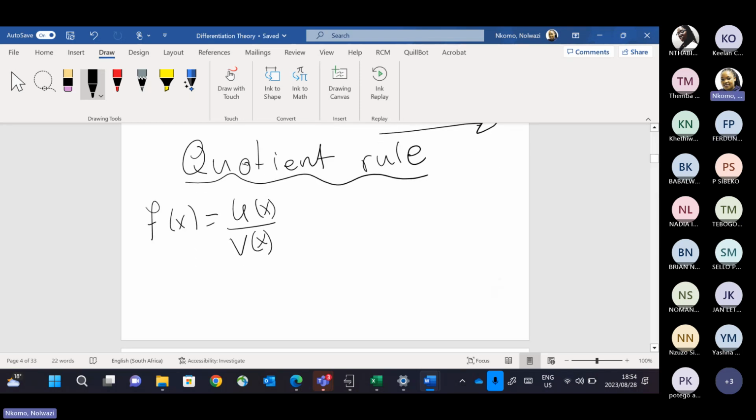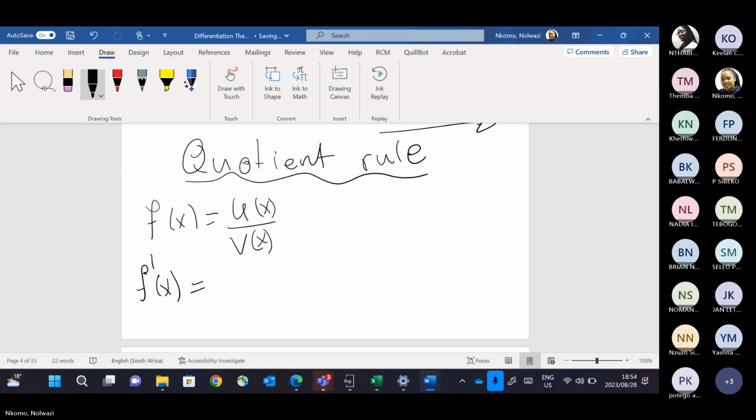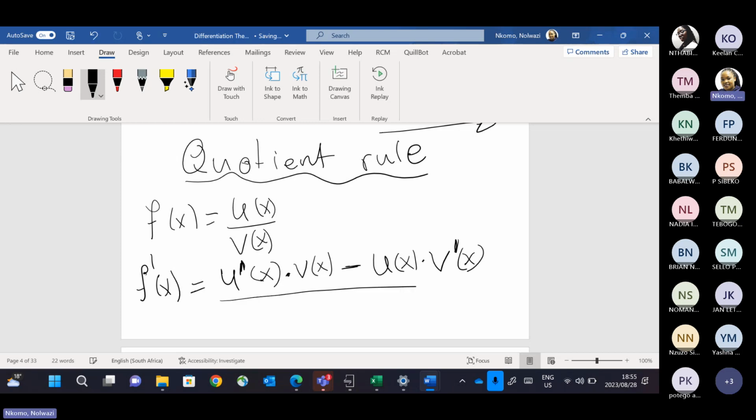Applying the quotient rule here, you will have f prime at x equals u prime at x times v at x minus u at x times v prime at x, over v at x all squared.